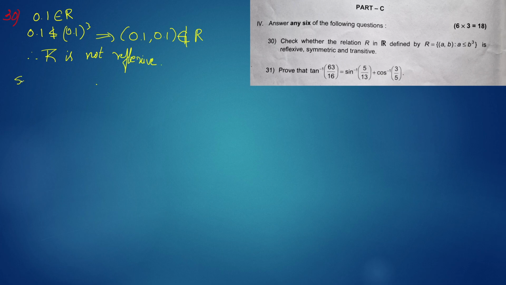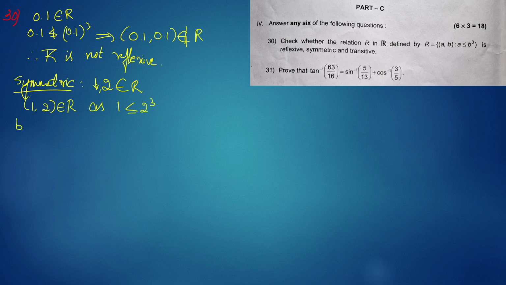Now, let us check for symmetric condition. For symmetric condition, we know that 1 and 2 are real numbers. For these numbers, obviously (1, 2) will belong to the given relation as 1 is less than or equal to 2 cube. But we know that 2 is not less than or equal to 1 cube because 1 cube is equal to 1. That means the ordered pair (2, 1) will not belong to the given relation. Therefore, R is not symmetric.